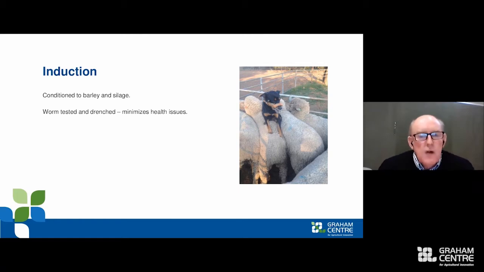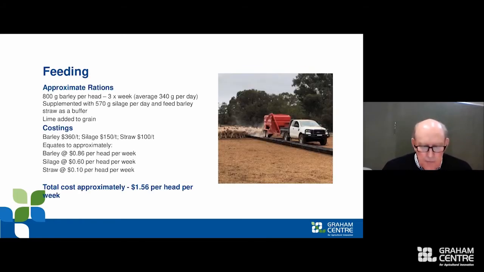All sheep are fed grain 3 times a week, and they are alternately fed silage and straw in between. On average, each sheep last year received approximately 340 grams of barley and 570 grams of canola silage per day. Obviously, this will vary from year to year depending on the grain quality and the silage quality. We add lime to the grain. Rations are adjusted after scanning for singles and twins.